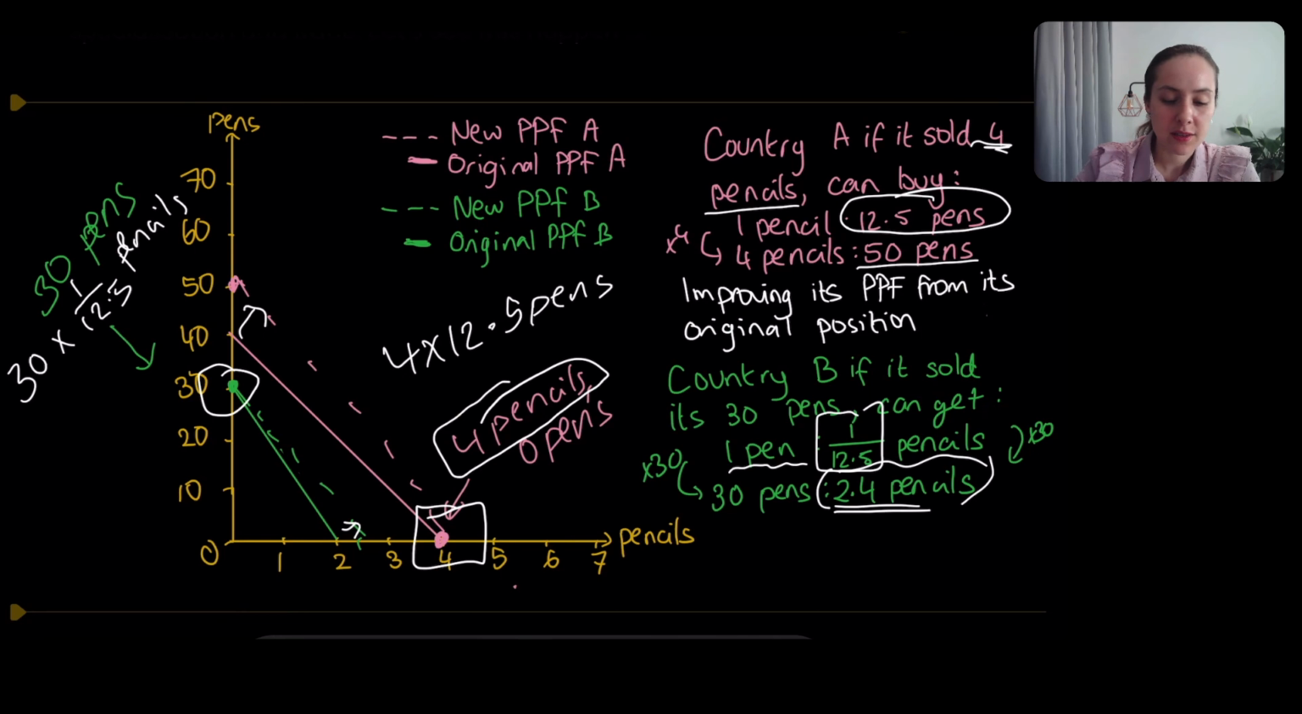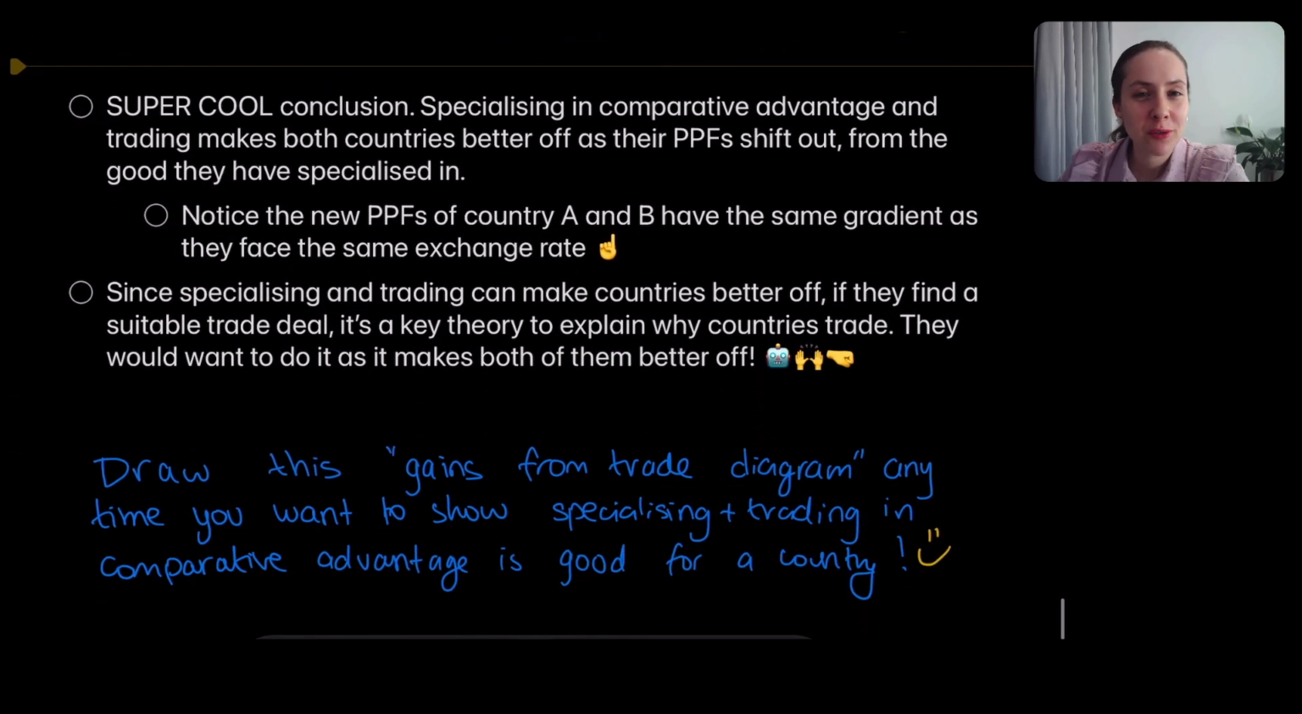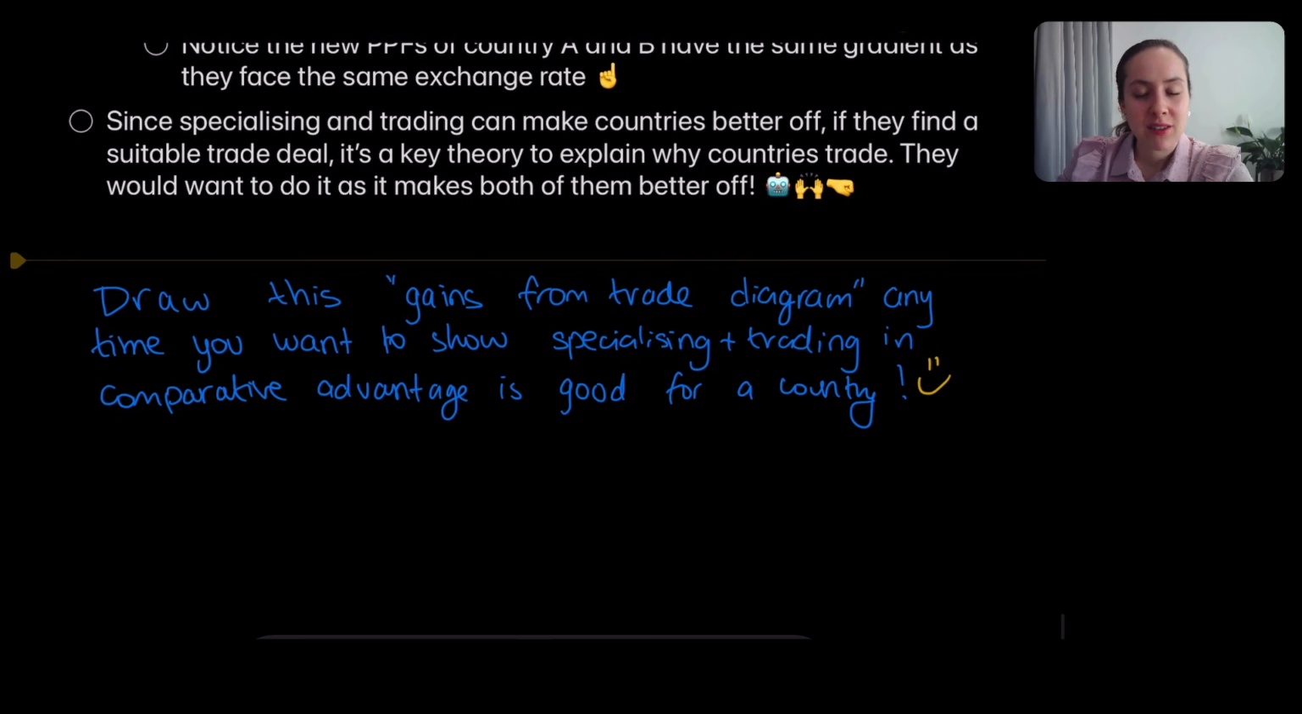Another thing to see, and this is really interesting, is that the gradients of country A's new PPF and country B's new PPF will be the same. And that's because they face the same trade deal. So here's a super cool conclusion. Specializing in comparative advantage and trading makes both countries better off as their PPFs shift out from the good they have specialized in, and the new PPFs have the same gradient as they face the same exchange rate. Specializing and trading can make countries better off if they find a suitable trade deal, and it's a key theory to explain why countries trade.